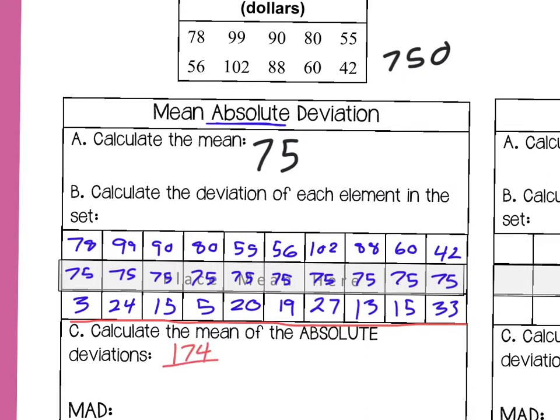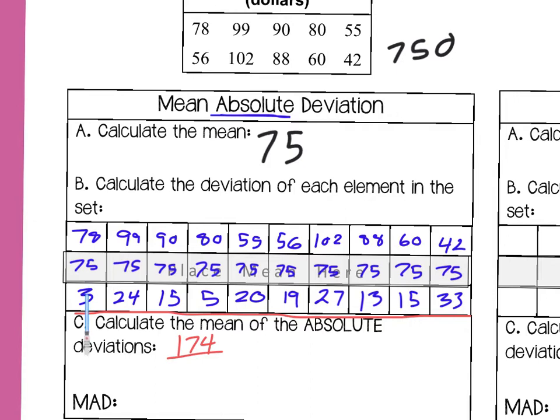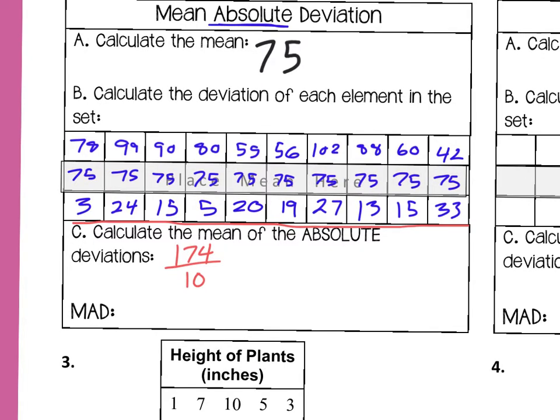And then I'm going to divide by however many numbers there are. And of course, we know how many numbers there are: 1, 2, 3, 4, 5, 6, 7, 8, 9, 10. So I'm going to divide 174 by 10. So let's do that. 174 divided by 10, and I get 17.4, and that is your MAD.